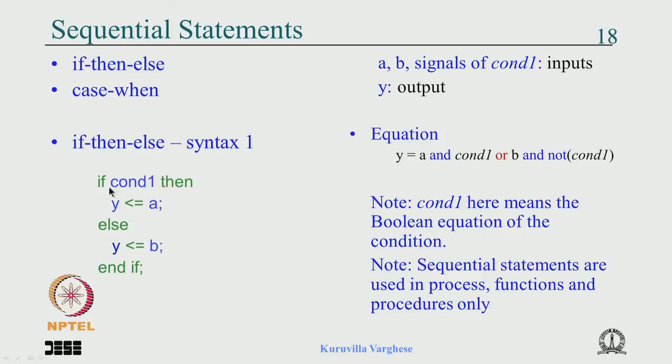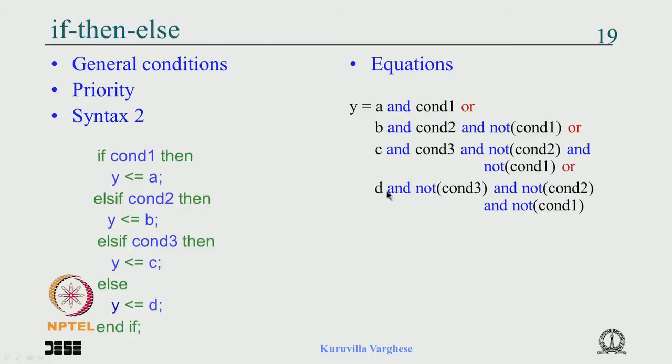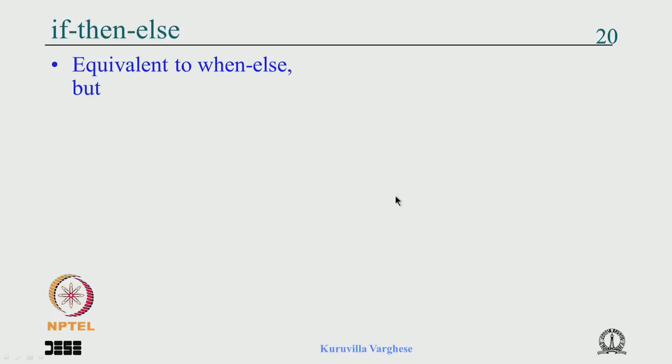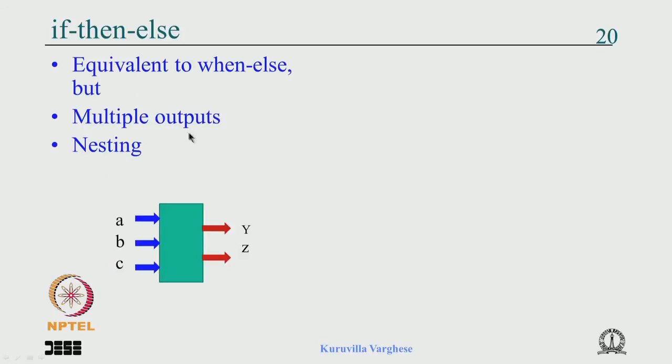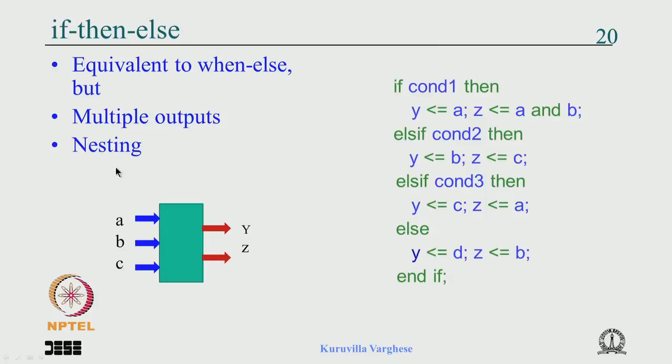So the simple condition is: if condition 1, then output gets something, else output gets something else. The equation is similar to when else. The complex condition is where you keep on giving various conditions, and at the end you say else for all, not of all the conditions. The equations are similar to when else. The power comes from multiple outputs and nesting, and you could specify multiple outputs when the conditions are not identical.